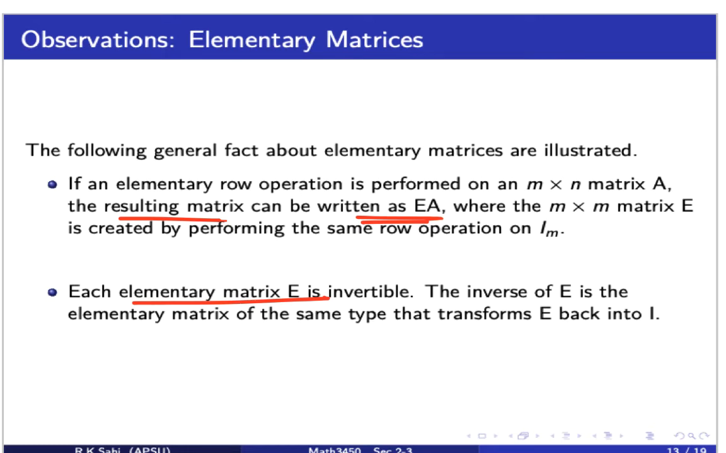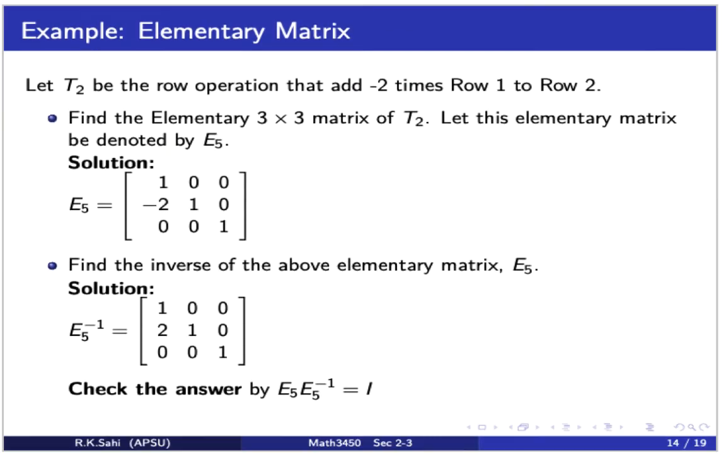Okay, let's do an example to explain what I'm saying here. It says T2 is a row operation which adds -2 times row 1 to row 2. So we would like to find that elementary matrix which does that T2 operation. So remember, when we talk of an elementary matrix, what I'm saying is that only one single row operation is applied on the identity matrix. So when we do this one on the identity matrix, this is the new matrix we get, E5.